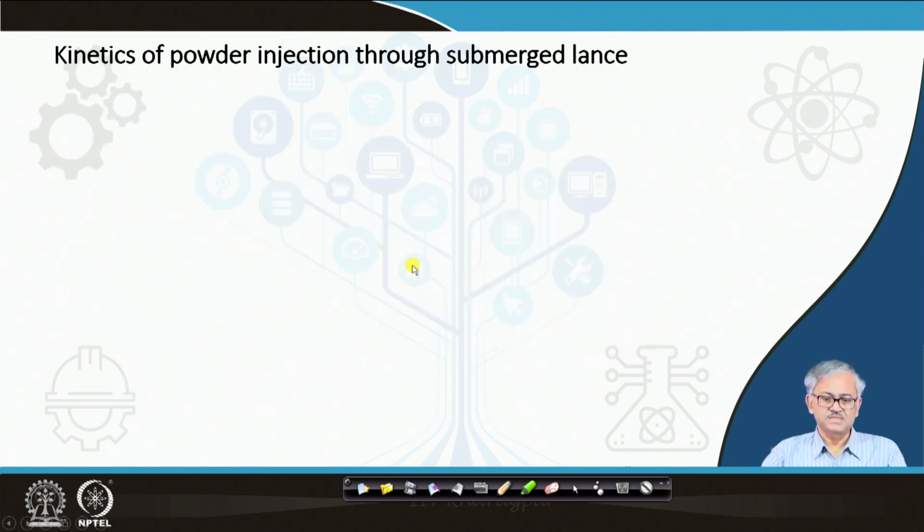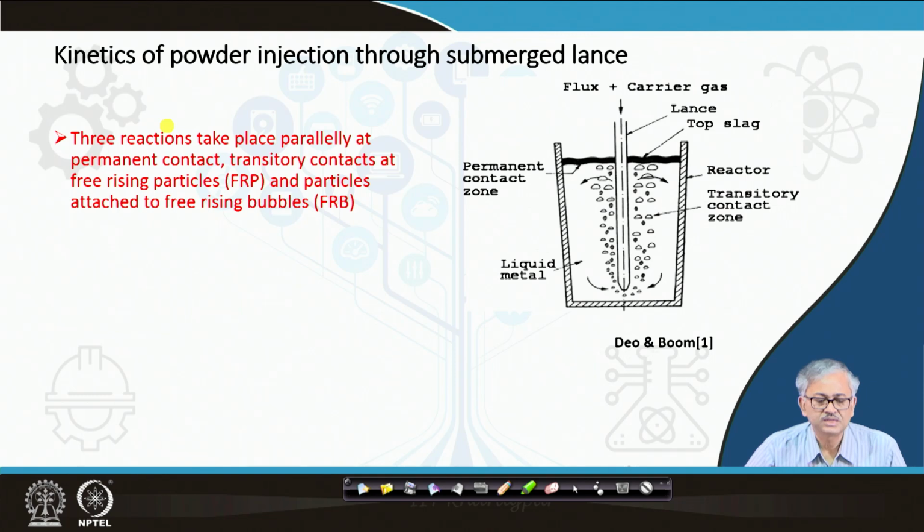So, now let us consider the kinetics of powder injection using the submerged lance. This is the diagram, and you can see that with the help of a flux plus carrier gas, we are injecting through a submerged lance just at the bottom, and then you can find the powder will be moving up. Now, the powder can move as free rising liquid droplets, because the powder that comes in contact with the liquid steel immediately becomes liquid and forms a liquid droplet and moves away.